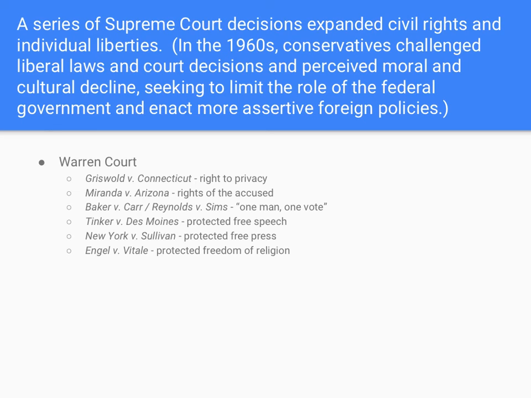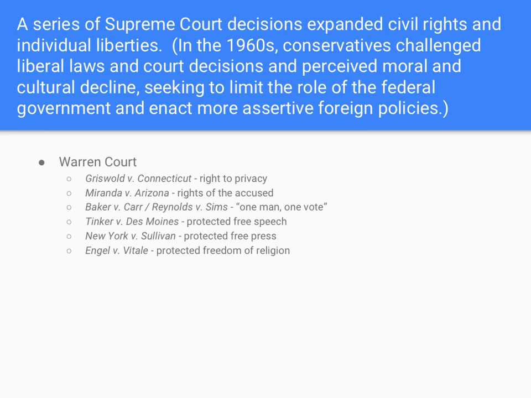Another example of protection of individual liberty was Tinker v. Des Moines, in which the Warren Court protected free speech. In that case, they protected students' rights to wear black armbands in protest of the Vietnam War. And so again, that's a very different decision than they made during World Wars I and II, where they decided that it was a wartime necessity to restrict liberty in order to maintain order. Here, the Warren Court says that liberty is more important.